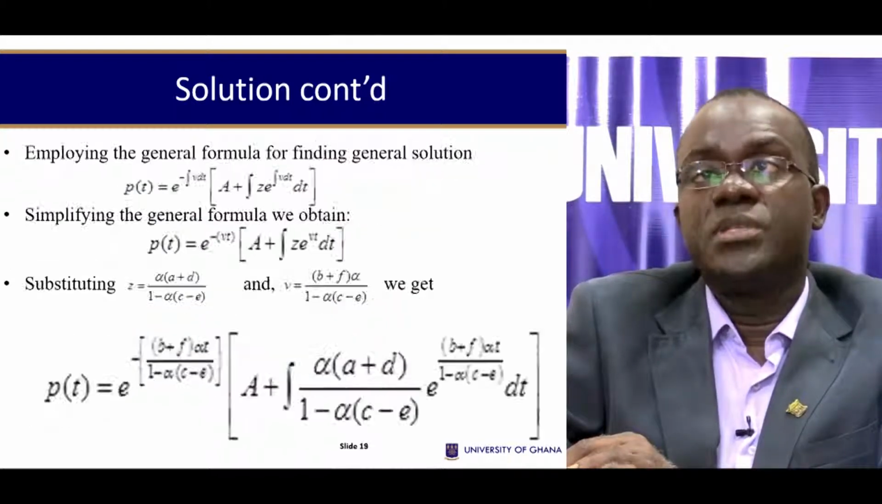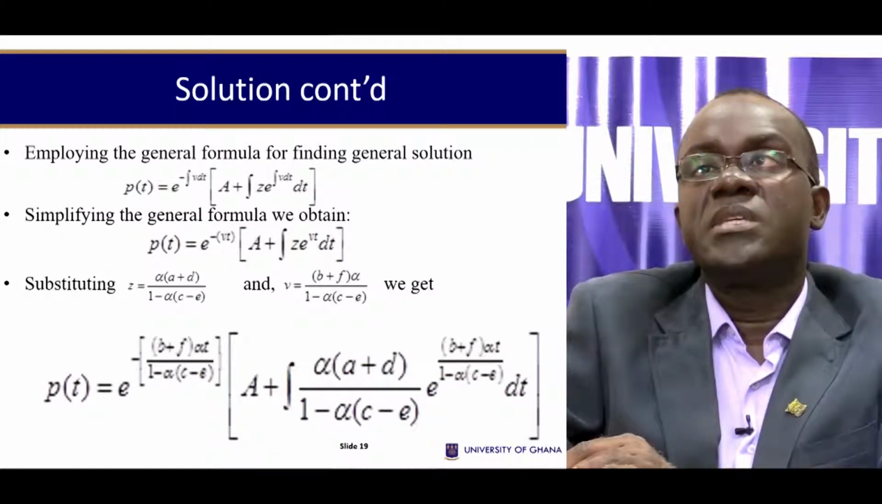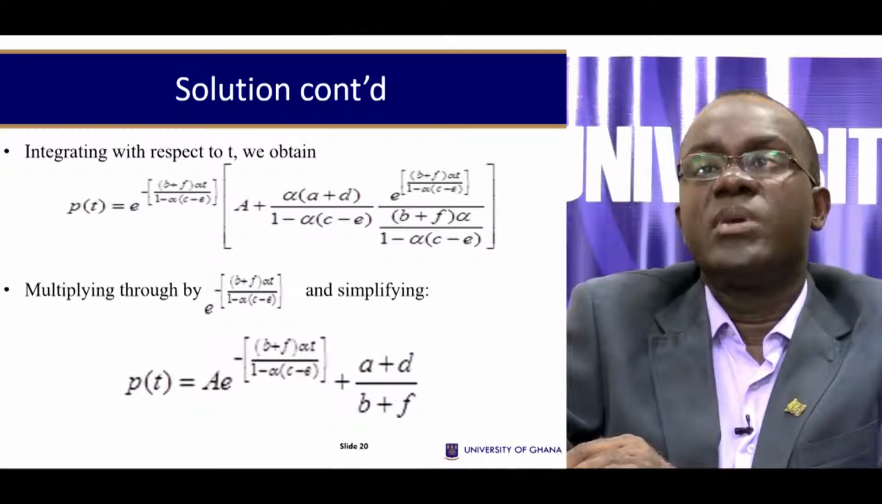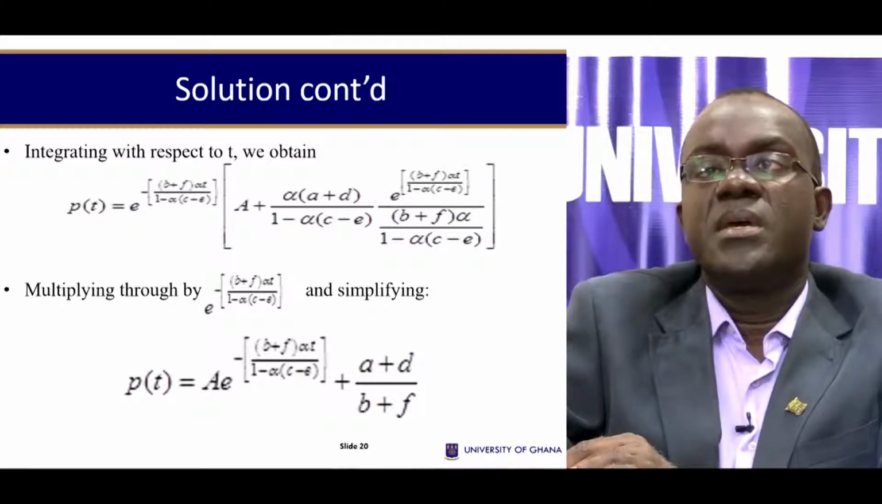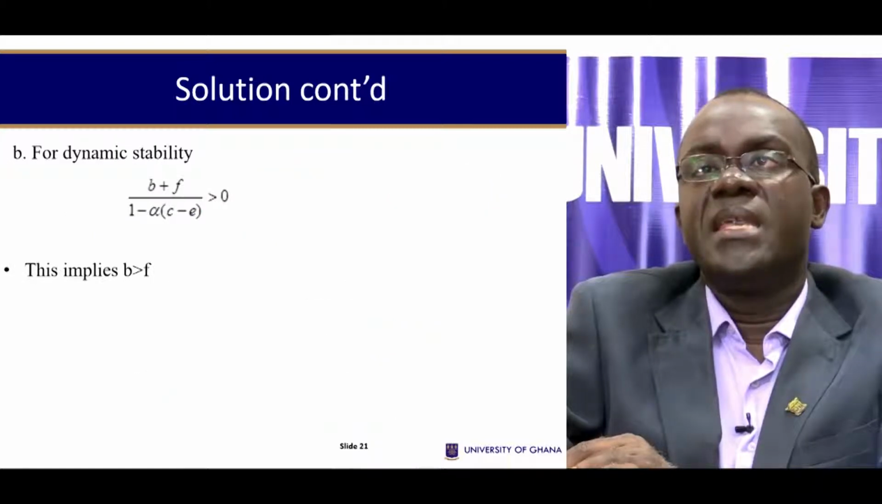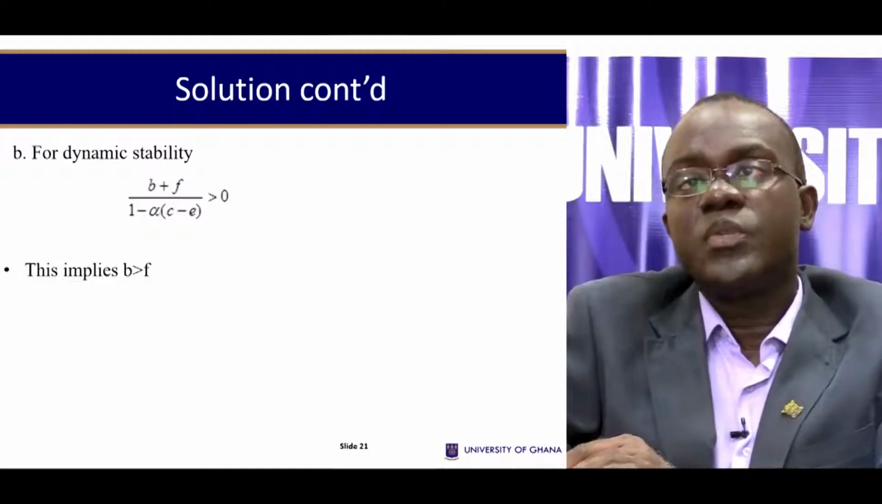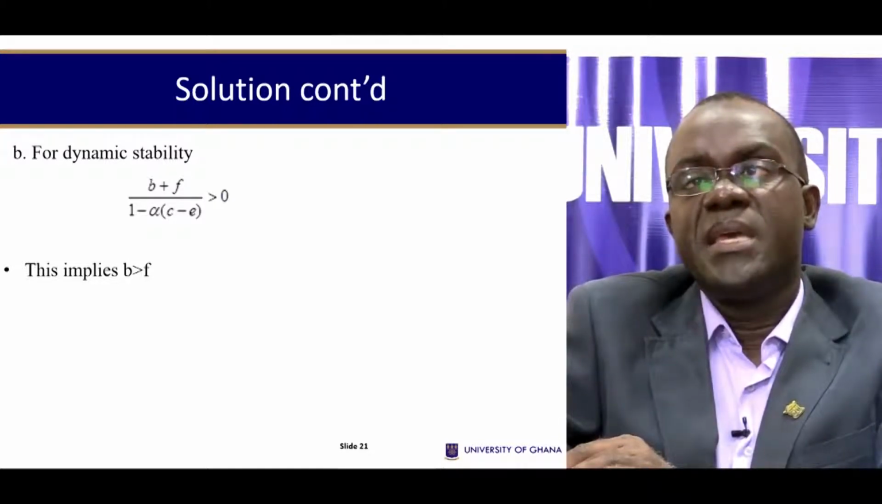So we can write the solution using the formula, and using this formula, we write our solution as we have over here, and further, when we simplify them, we have an equation of this nature. Then we go further and investigate our dynamic stability, and once we have this one, if this one is greater than 0, then it means we will have dynamic stability. So the only condition which can ensure dynamic stability is this condition.